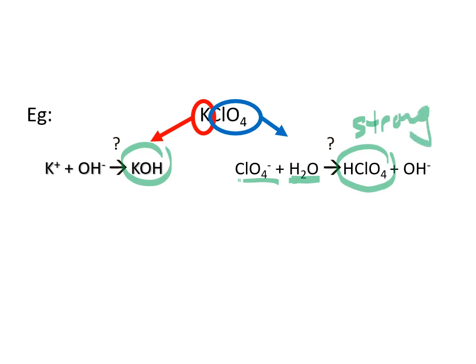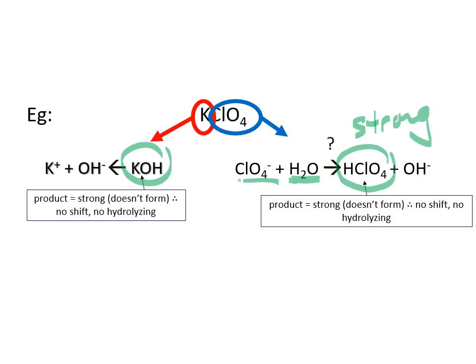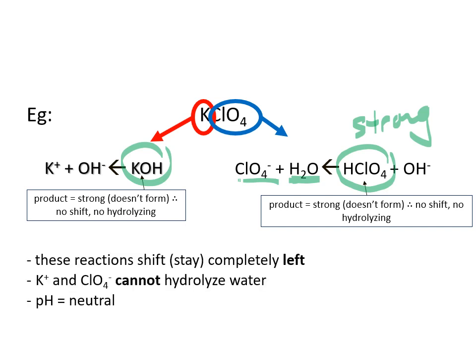Strong acids like to not form. They like to be unformed. They like to completely dissociate. And so in both these cases here, the two ions will not shift to the right. They will not mess with water. They're not going to hydrolyze water in any way. And therefore, the pH of a potassium chlorate solution will also be neutral.